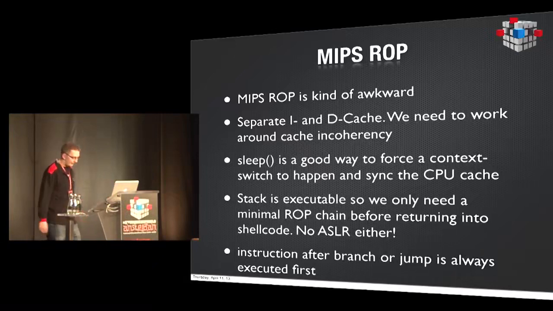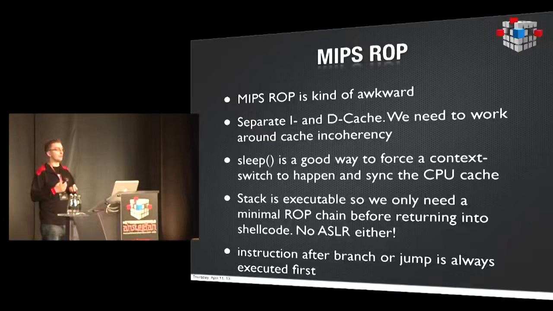So then we still need to bypass the separated instruction and data caches. One way to do this is to force a context switch. An easy way to force a context switch is by invoking some routine that takes some time to give the OS time to do a context switch. For example, sleep. So we will be returning to sleep with an argument of 1, so there will be a second delay. So it's time to synchronize, and then our code is actually visible for the CPU and it can be executed.